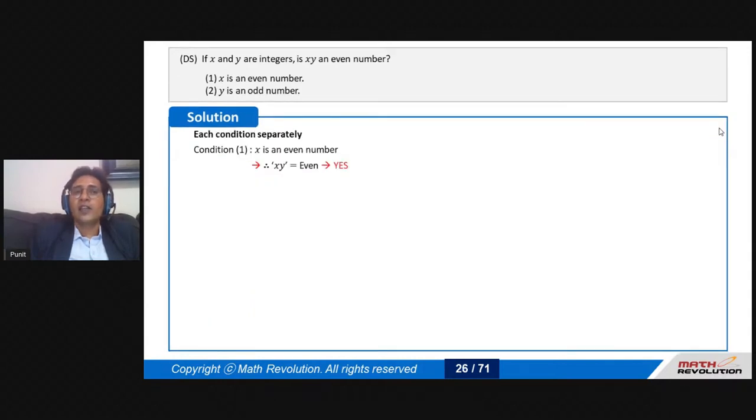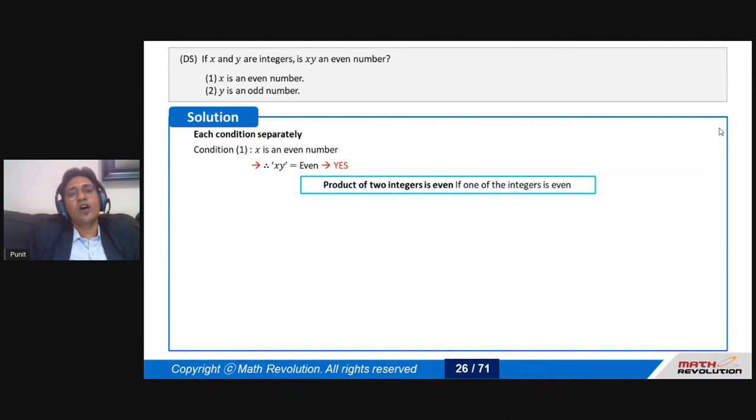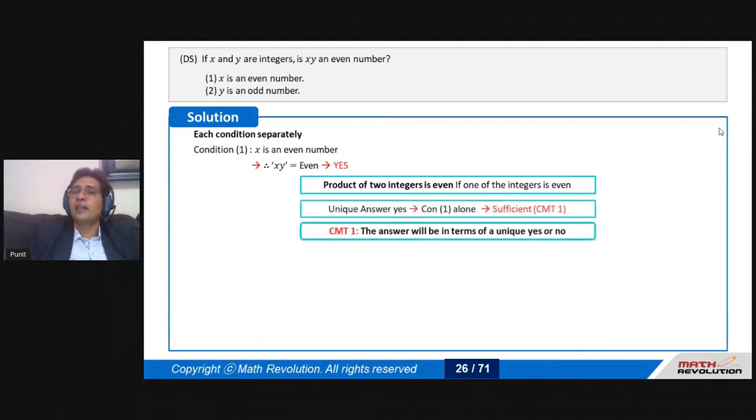Condition number 1 says x is an even number. If x is an even number, xy would always be an even number, because even times any number would always give you even. So it doesn't matter what y is. Condition number 1 gives a unique answer to my question, is xy an even number.